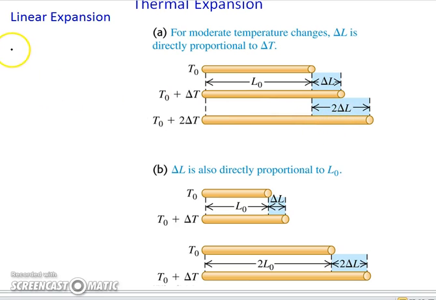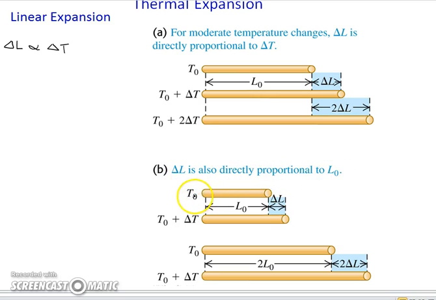So we can summarize this result: change in length is proportional to change in temperature, right? So that's one relation we can see. Then also we see that delta L is directly proportional to L naught.